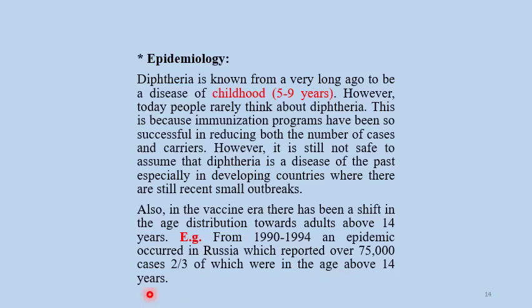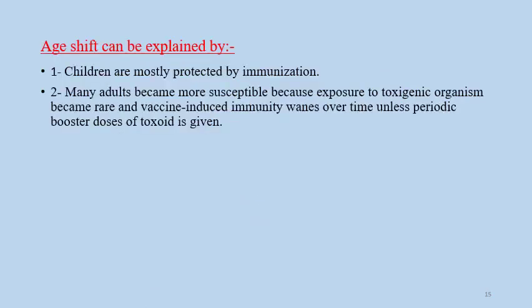طب how can we explain؟ ازاي نشرح ليه حصل الشيفت بتاع الage susceptible age to the adult age? This age shift can be explained by, first, the children are mostly protected now by the immunization. You know, the immunization program is compulsory, يعني إجباري, so all the children are protected. And at the same time, the adults became more susceptible because exposure to the toxigenic organism became rare.